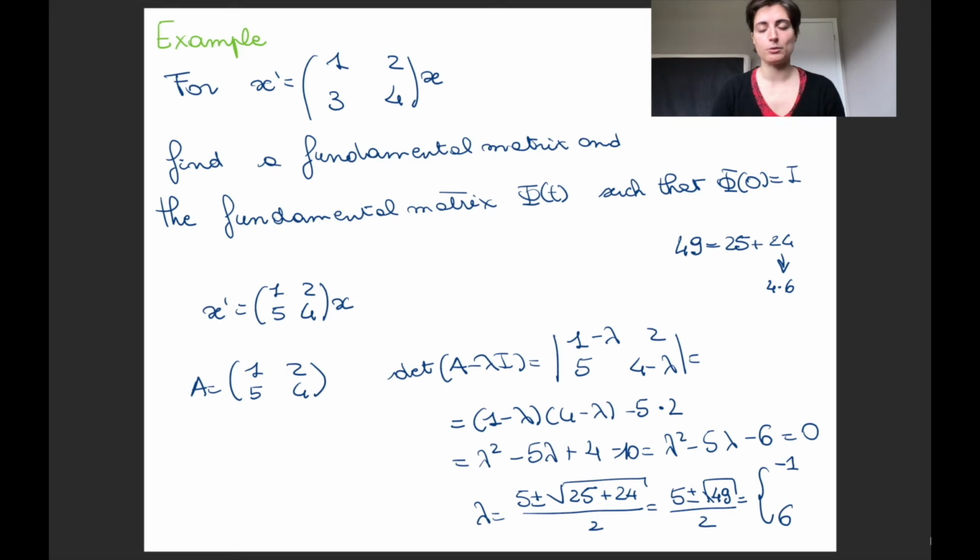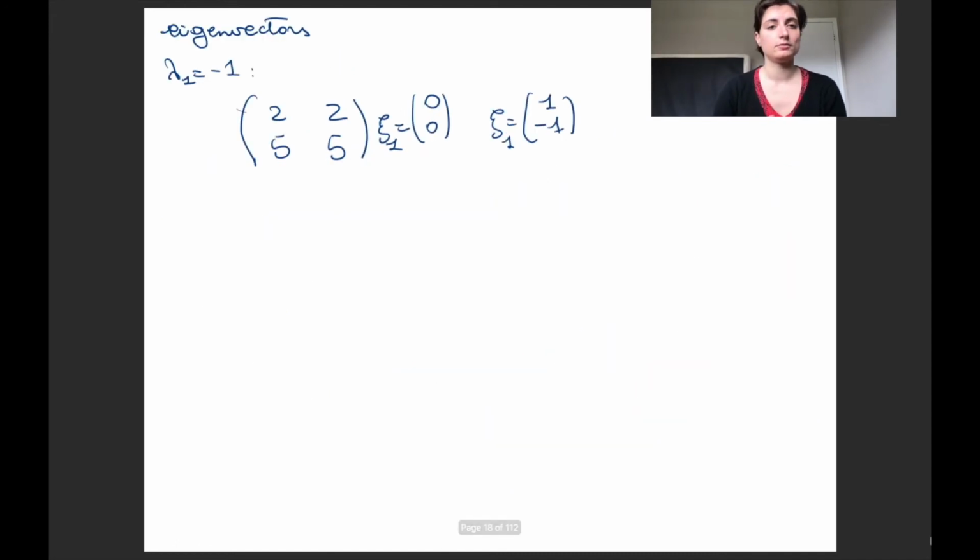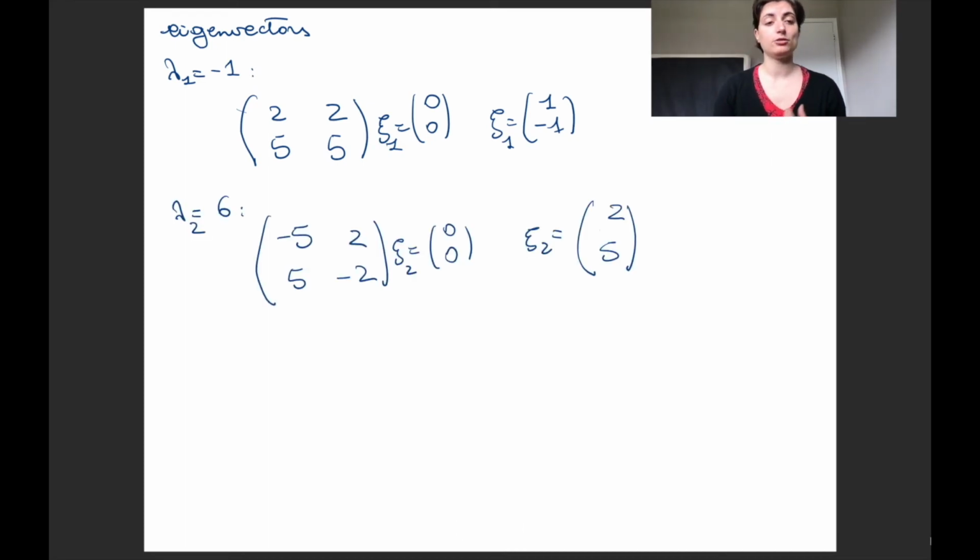We work through it, and the eigenvalues of this matrix are -1 and 6. If we compute the eigenvector associated to -1, we find that it is (1, -1), or any multiple thereof. And the eigenvector associated to 6 is (2, 5). I'm going quite fast. We have seen these computations of eigenvalues and eigenvectors many times, but please, if you have questions about it, don't hesitate to ask about it in the discussion page.